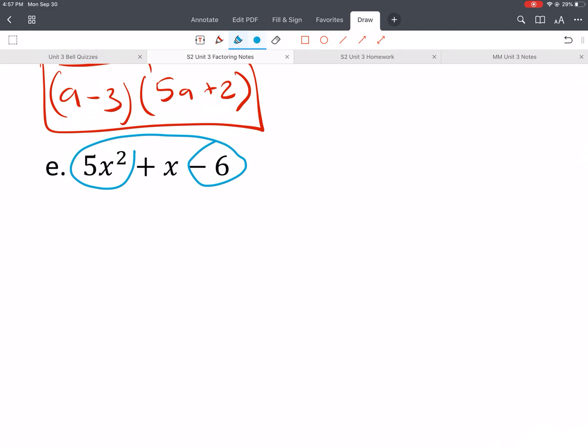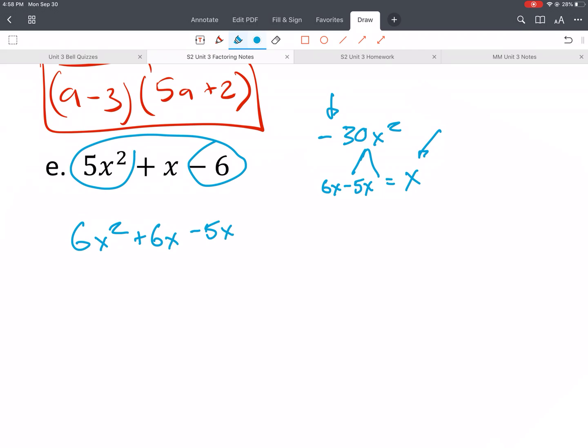Okay, so get negative 30x squared, adding to give us x. Since this is negative, the difference is going to be 1, so they've got to be right next to each other, like 5 and 6. So we could do positive 6x minus 5x. That would give us x. Multiply, that gives us a negative 30. So we got 6x squared plus 6x minus 5x minus 6.